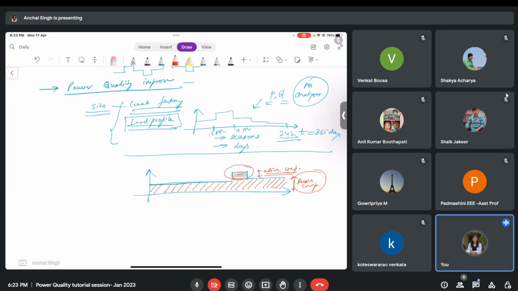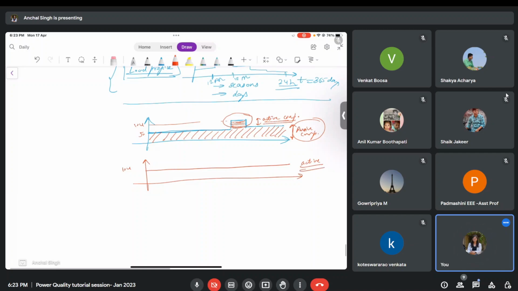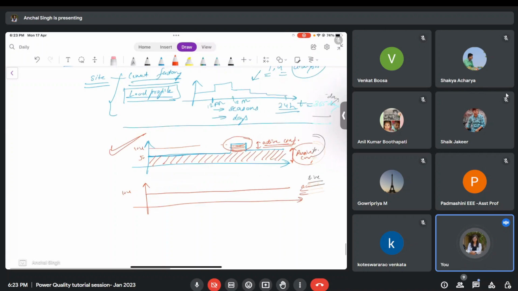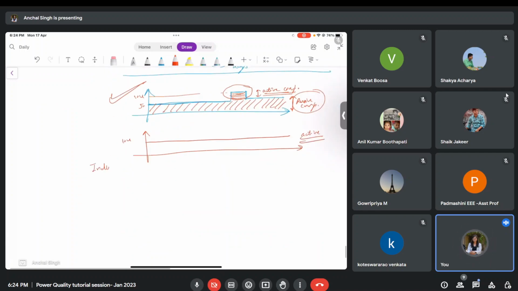I will size my active compensator only for this part. On the contrary, if I do just active compensation, suppose this is 5 units and this peak is 10 units, then I'll have to design an active compensator for 10 units, which will be very costly, right? If I'm doing just active, this is very expensive compared to this one. Therefore, we say that the hybrid combination is much cheaper compared to only active compensation. And since the nature of load varies at every facility, the solution also has to be customized.